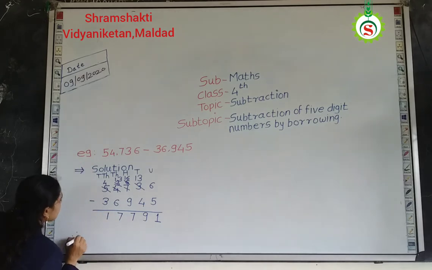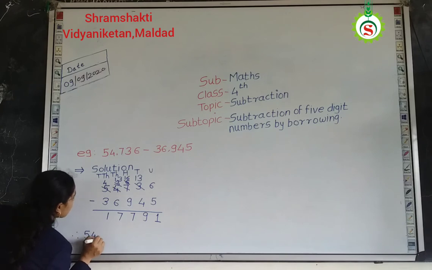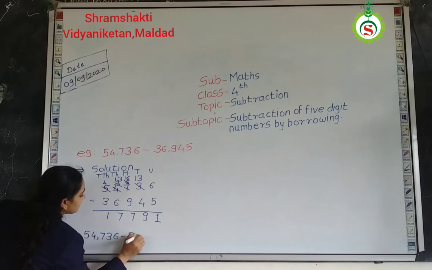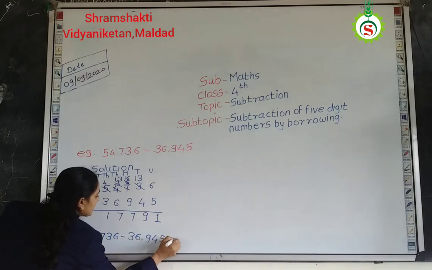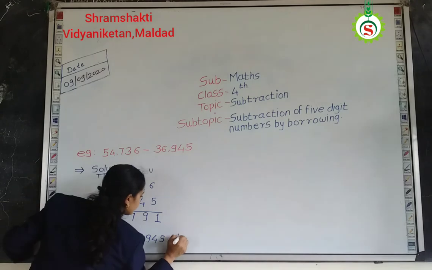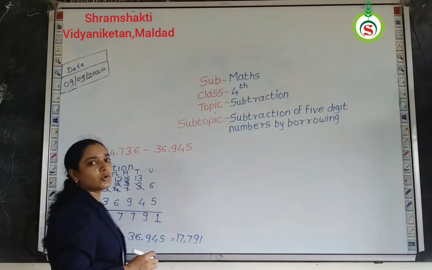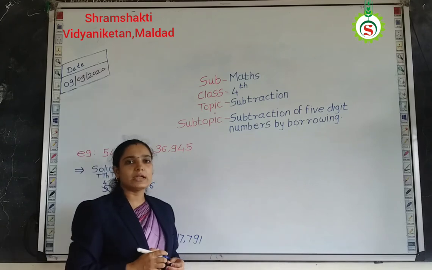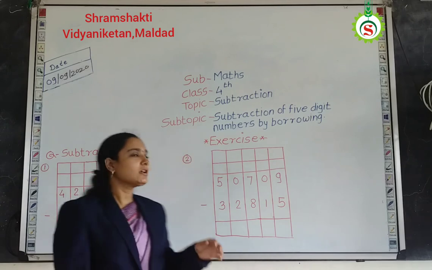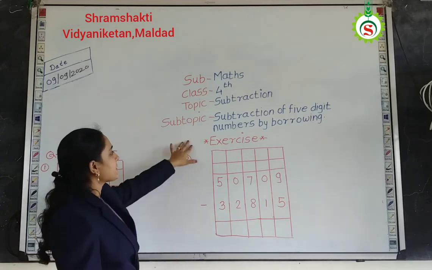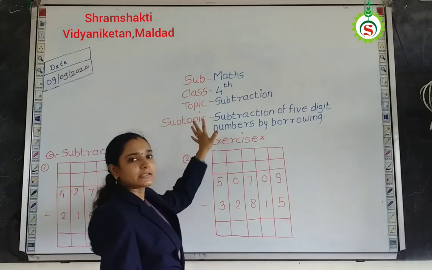Therefore our answer is 54,736 minus 36,945 is equal to 17,791. Do you understand, students, up to here? Okay. Now, students, we have to solve an exercise based on this subtopic.